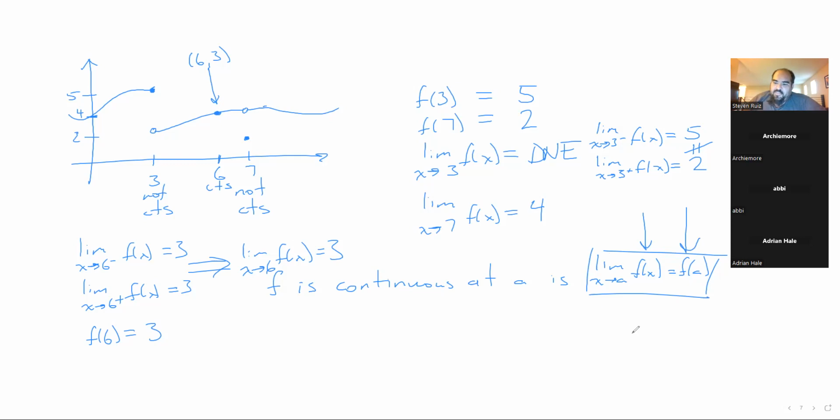So what's typically done is this is broken down into 3 ideas. The limit as x approaches a of f of x exists. f of a exists. And then what's the final idea? If those 2 things exist, what's the last thing I need for continuity?